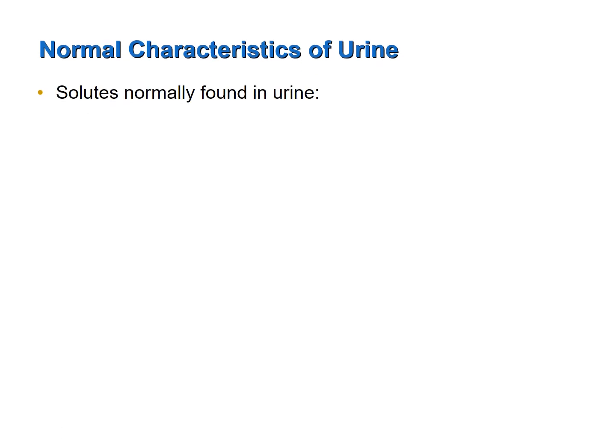Now that you have a basic understanding of how urine is formed, let's look at the normal characteristics of urine. In terms of solutes typically found in urine, ions such as sodium, potassium, bicarbonate, as well as other ions are normally found in urine. The exact concentrations and composition of ions really depends on a lot of factors, including the person's diet, if they're taking any dietary supplements or mineral or vitamin supplements, etc.